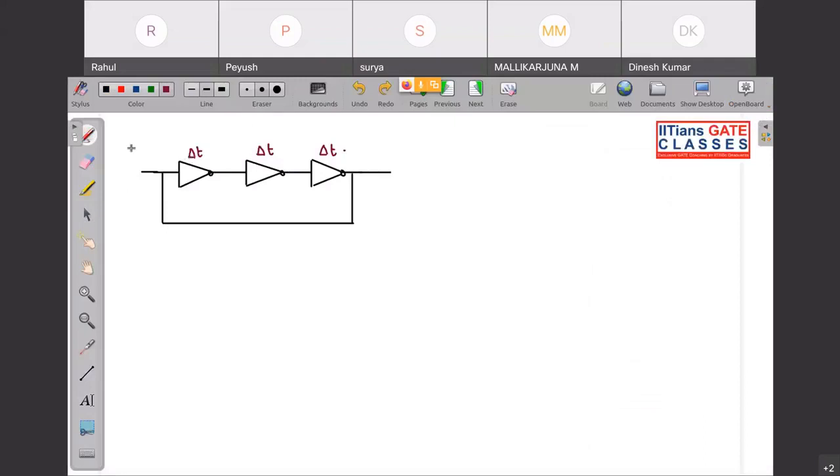Assume I switch on this circuit and initially the state was 0 at the input of this logic gate. After del t time, this will be 1. See very carefully, this will be 1 after del t time. Now this one will convert to 0 after 2 del t time, because del t is already over here, then one more del t. And this 0 will be converted to 1 after 3 del t, because 2 del t is already up to this point, then one more del t.